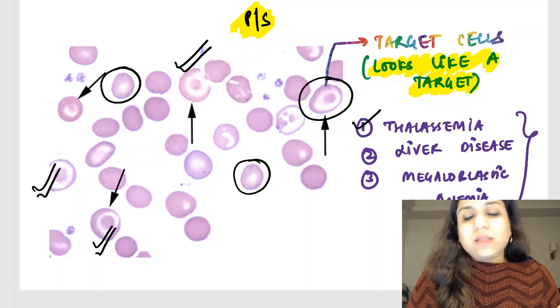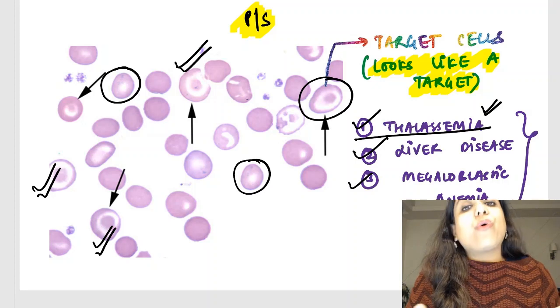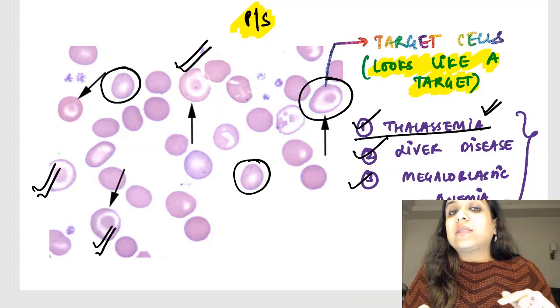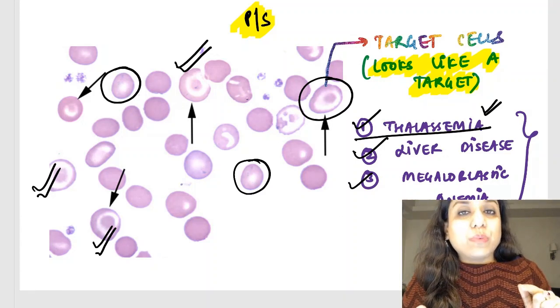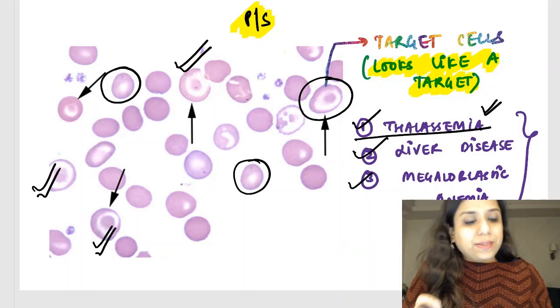And they are seen in thalassemia, liver disease, or megaloblastic anemia. Thalassemia is one of the most common causes of these target cells, and thalassemia will also show microcytic hypochromic RBCs, smaller and less color. Correct?